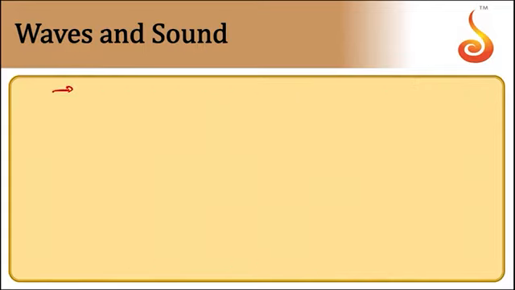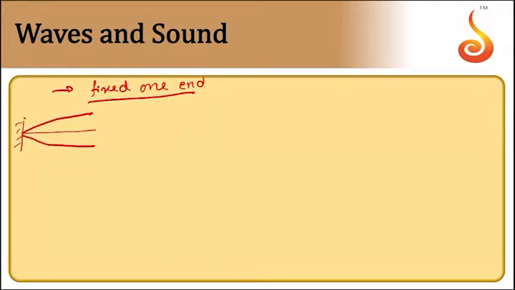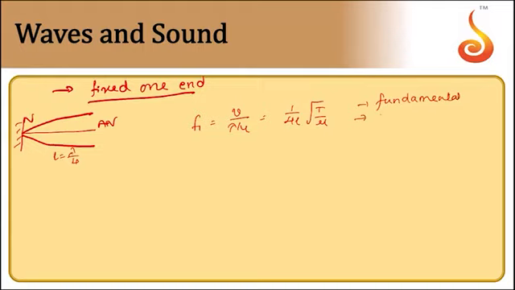Suppose I consider a string fixed at one end. For example, imagine a metal scale which is fixed at one end, and this is set into oscillations. Clearly this is the mode of oscillation. We expect a node here, an antinode here, and we have L is equal to lambda by 4, and the fundamental frequency is V divided by lambda by 4, is right? And clearly this is 1 by 4L square root of T divided by mu. This is the fundamental or first harmonic.